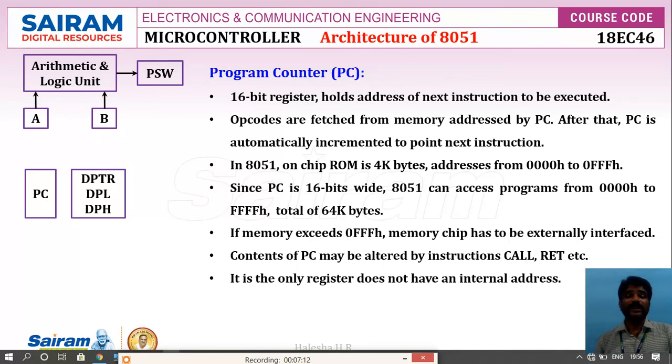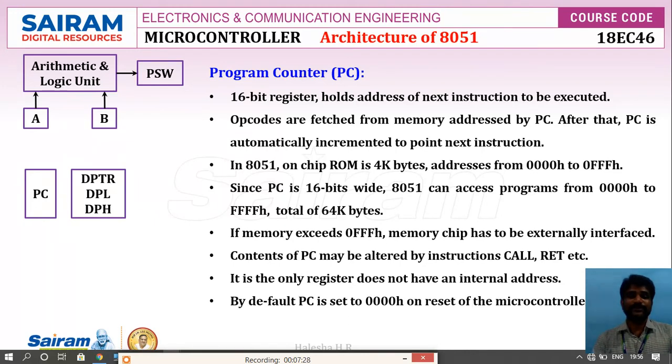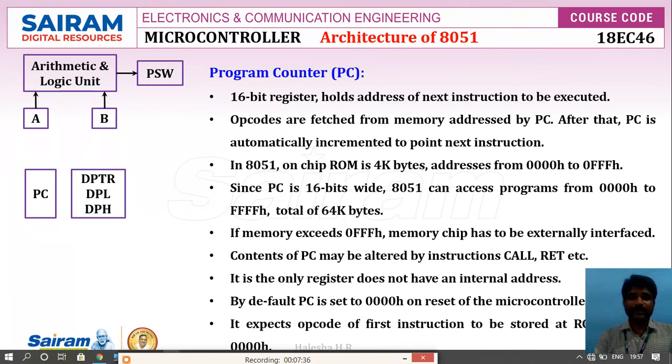And remember, it is the only register that does not have an internal address. All the registers have their addresses. So we need to address the A register, B register, PSW. This is the only register which doesn't have an internal address. And by default, it is set to 00 on reset of the microcontroller. That is why it expects the first opcode of the instruction to be stored at the RAM address 00H.